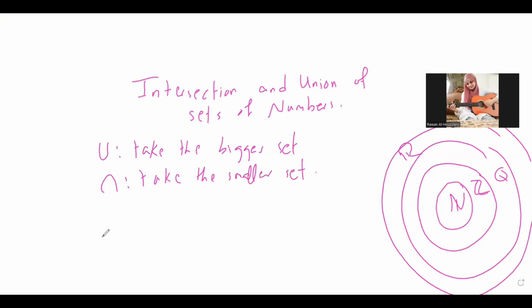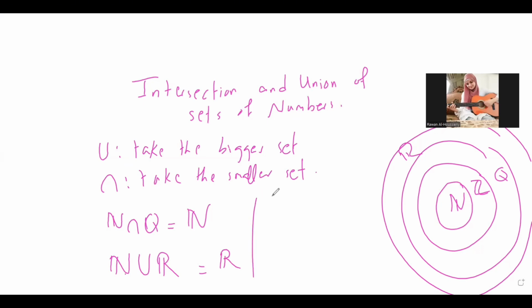If we have the set N intersecting the set Q. So this is N and Q. As we notice, N is smaller than Q. In the case of intersection, we take the small set, so it's equal to the set N. If we have N union the set R, in the case of union, we take the bigger set. So N union R is equal to the set R.